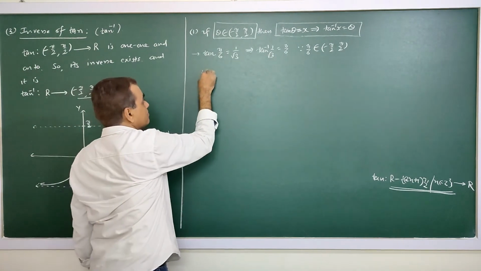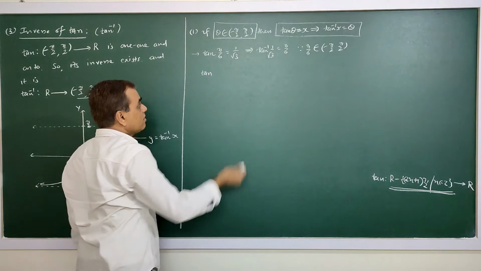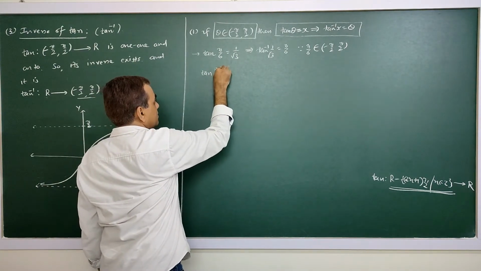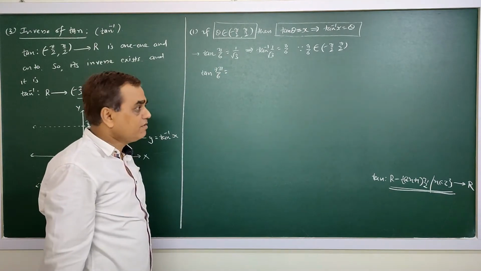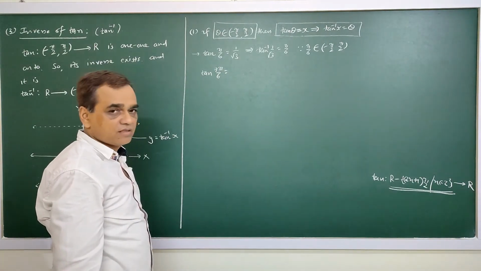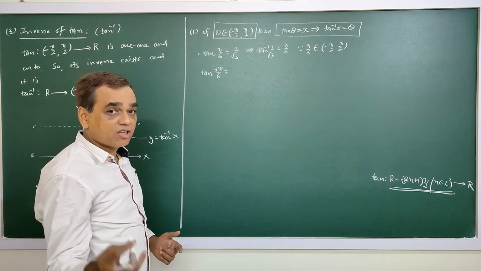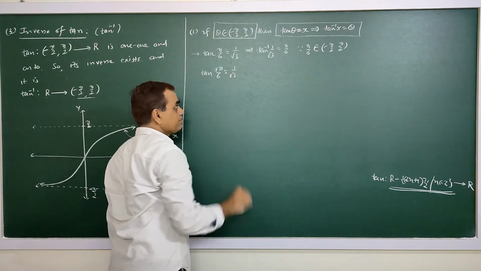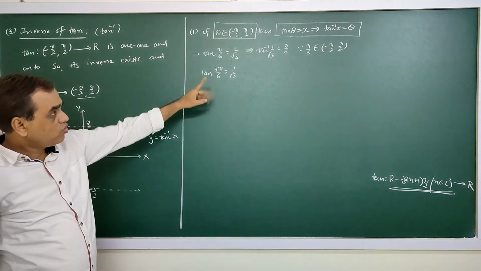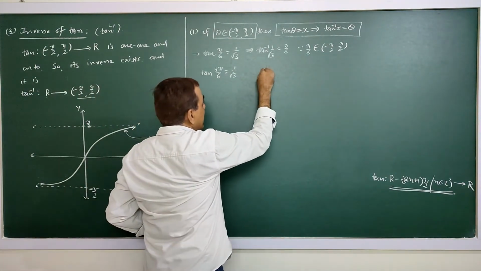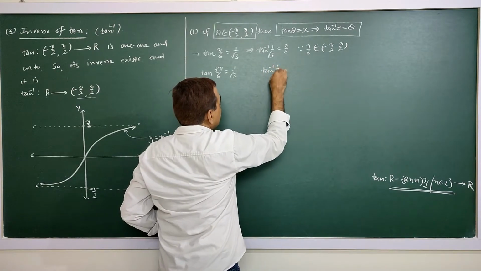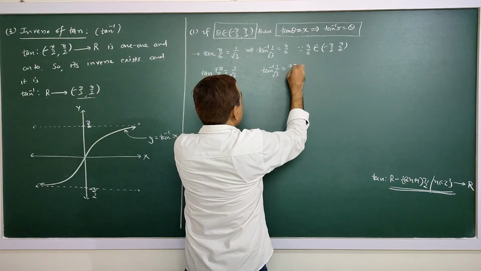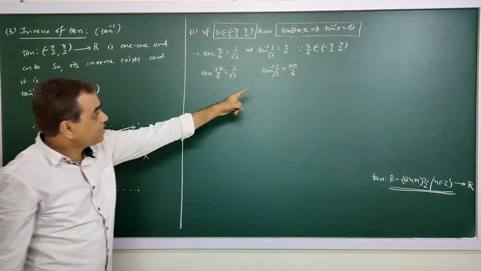Tan of 7 pi by 6, that is pi plus pi by 6, third quadrant. In third quadrant tan is positive, so 1 by root 3. This is true, but if I keep tan inverse 1 by root 3, taking tan on this side, tan inverse 1 by root 3 equal to 7 pi by 6, then this is not true.